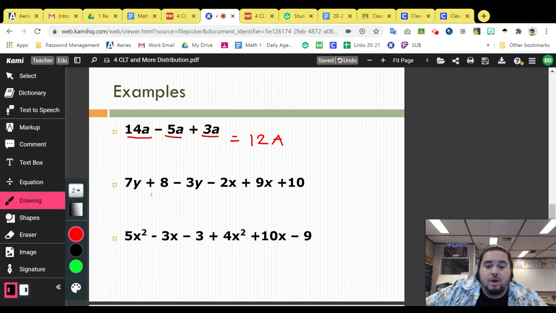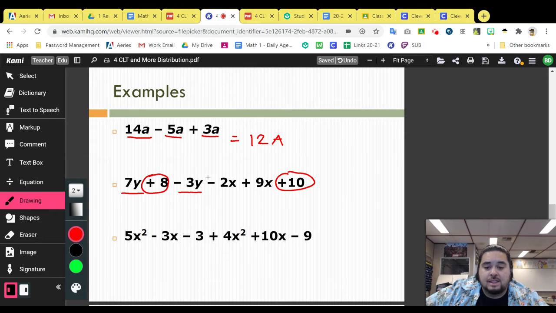So I'm just going to go in order and I'm going to organize what I see based on like terms. So for all the y's, I'm going to underline those. So 7y, negative 3y, that's all the y's. For my regular constant terms, my numbers, I'm going to circle those. Okay, so I got the 8 and I got the 10. Make sure that you get the sign as well, the positive sign, so we know it's positive.